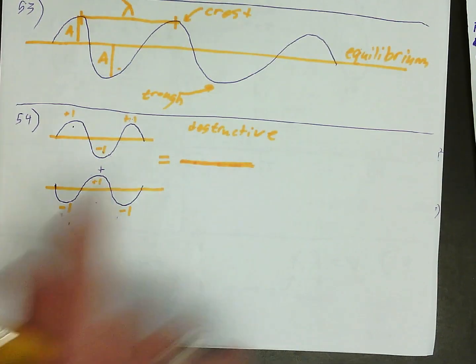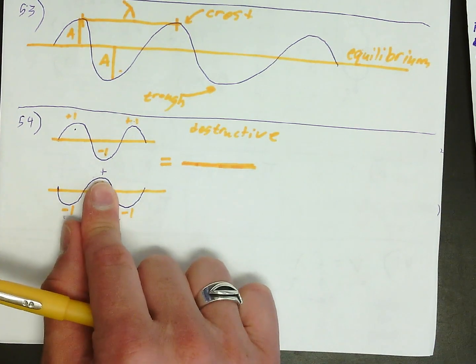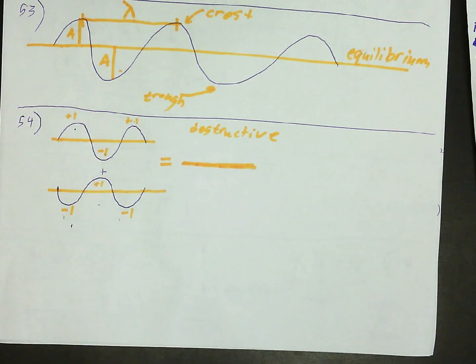So again, this is that one that was on the test that y'all had trouble with. Just because it's adding doesn't mean it's constructive. Constructive means they're the same wave, and when you add them, they get bigger. Destructive means they're opposite waves. When you add them, they get smaller.